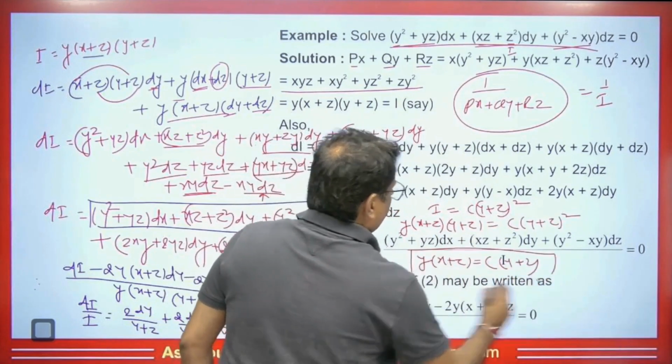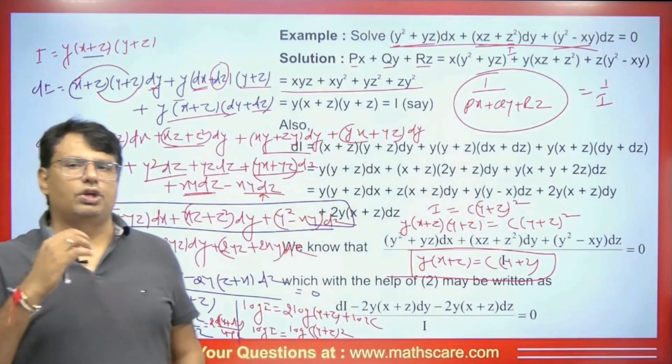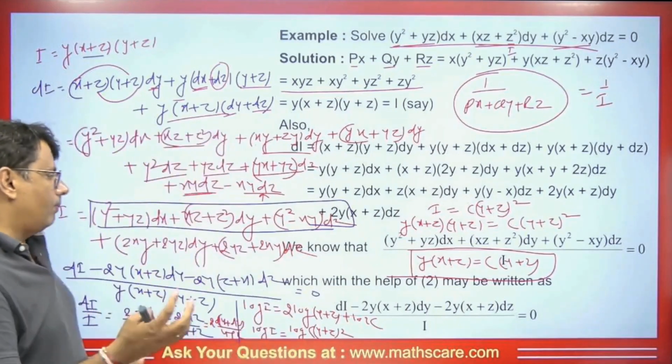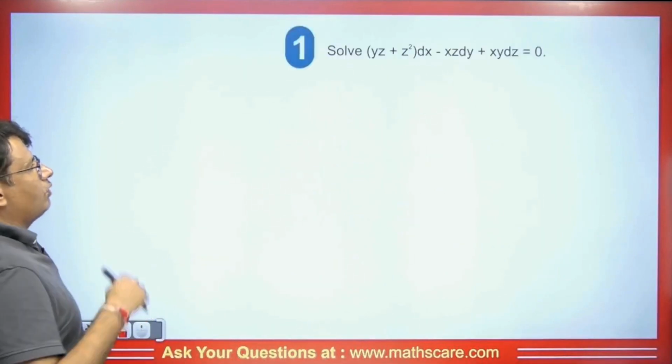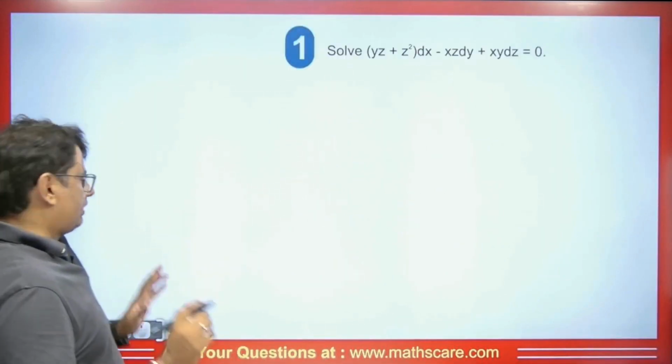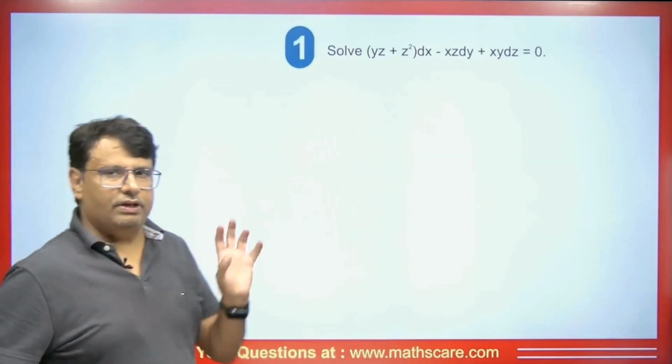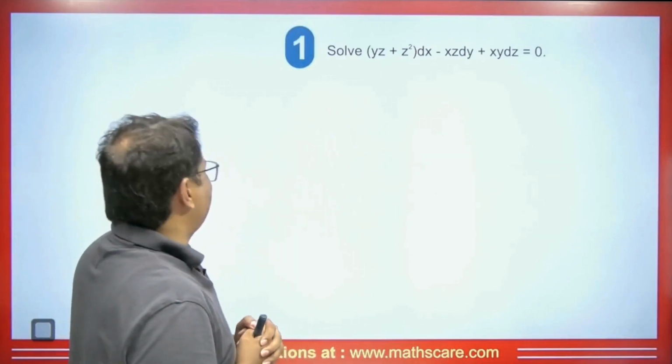This is the solution of this homogeneous differential equation. We can solve it in this way. I know it's a bit complicated, but this is the method. Now I will take another question and try to explain through that question. If you didn't understand, then this question will make it easy to understand the method.